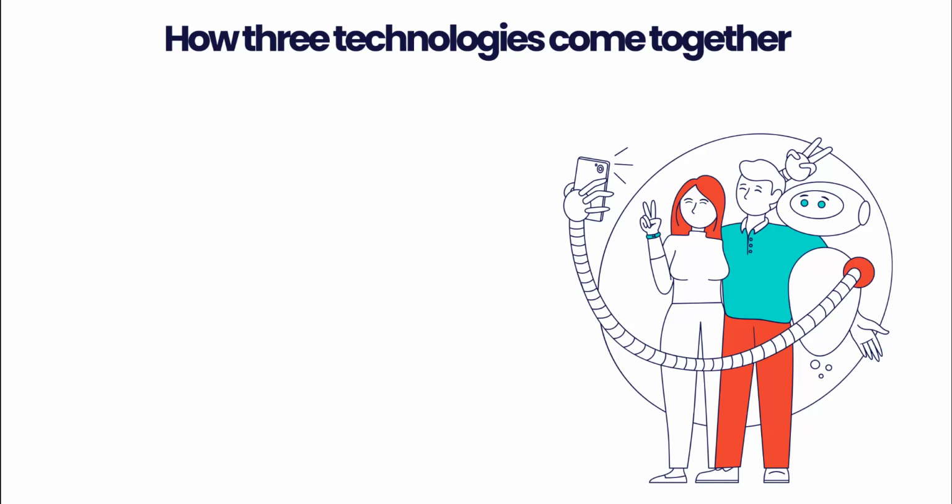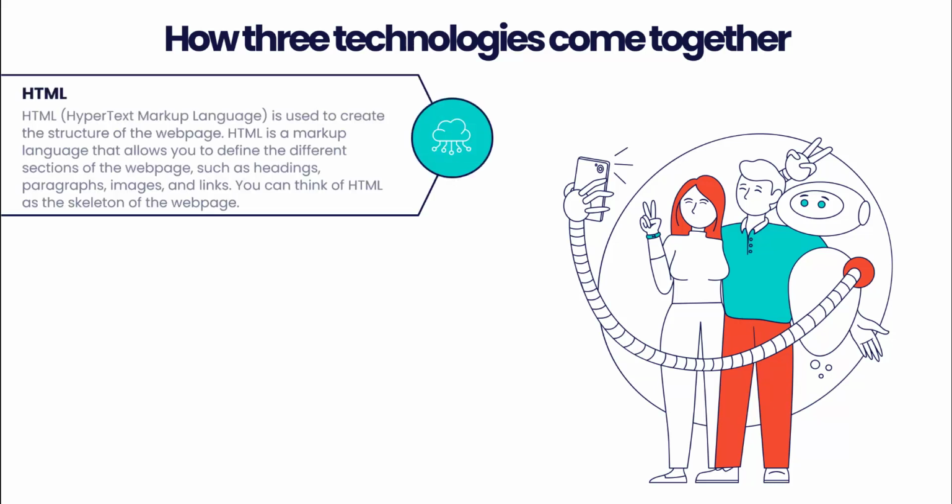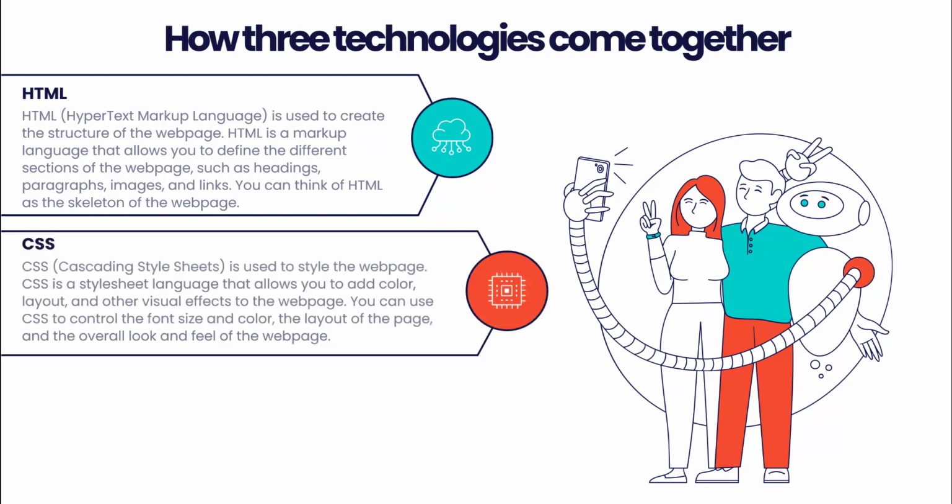So how does CSS, HTML, and JavaScript come together? Well, HTML is used to create the structure of the website. It's a markup language and allows us to define different sections, like different paragraphs and headings. You can think of HTML as the skeleton, and it also provides some of the text content.